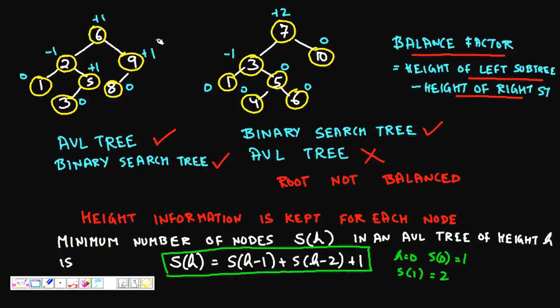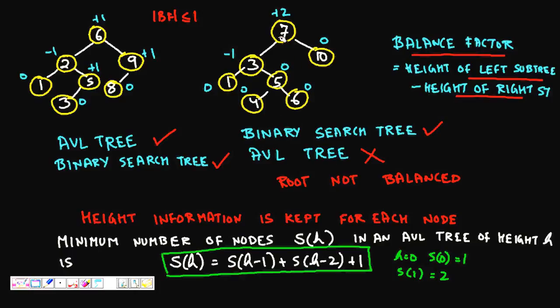So the mod of the balance factor should be less than or equal to 1. Then it is an AVL tree, and of course it should follow the binary search tree property. So this is an AVL tree, and of course it is a binary search tree. This is a binary search tree, but it is not an AVL tree.